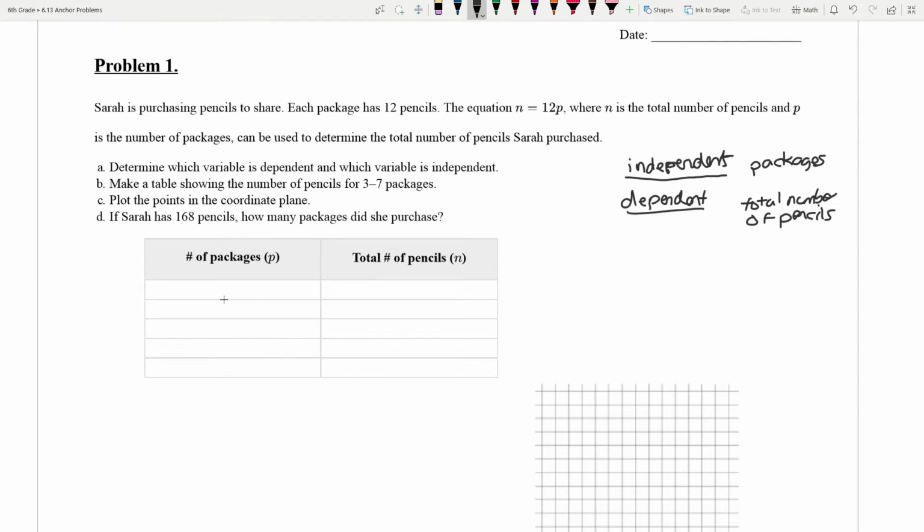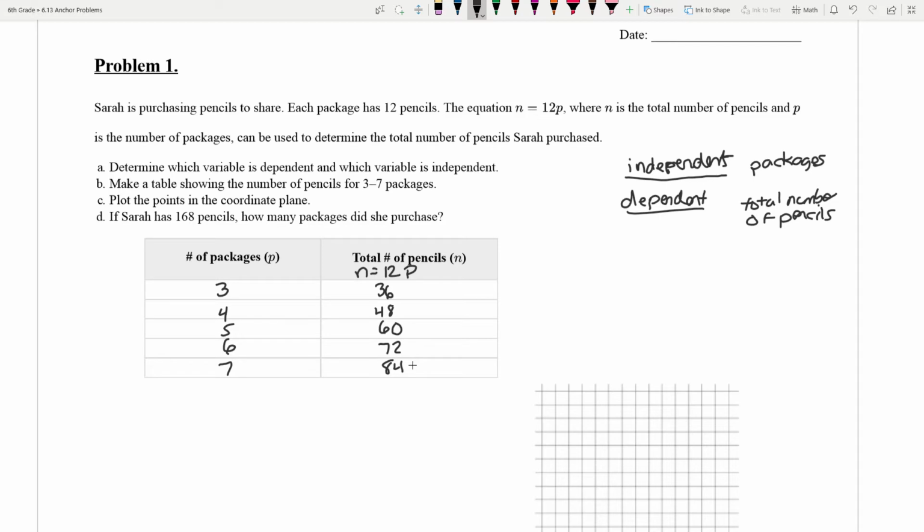Make a table for 3 to 7, including 4, 5, and 6. Then, this was n equals 12 times p. And so you want to put 3 in for p. 3 times 12 is 36. 4 times 12 is 48. 5 times 12 is 60. 6 times 12 is 72. And 7 times 12 is 84.